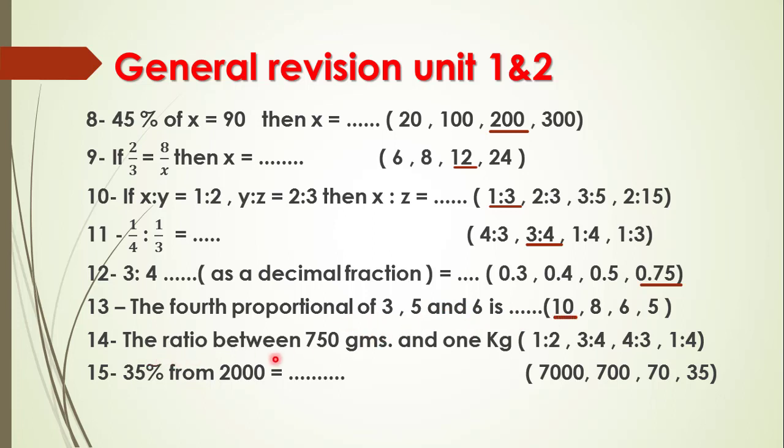Number 14, the ratio between 750 grams to 1 kilogram. Okay, we have only 1 kilogram. It means 1,000 grams. We should use the same units. So 750 to 1,000, it means 3 to 4. Number 15, 35% of 2,000. Just multiply 35 over 100 times 2,000. The result will be 700.